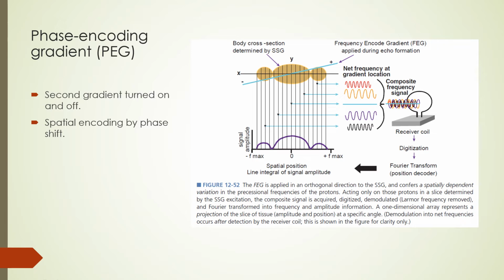Incremental positive phase change is introduced for protons under the positive pole, negative phase change under the negative pole, and no phase change occurs for protons at the null of the phase encode gradient. Throughout the acquisition sequence, the phase encode gradient strength and polarity are incrementally changed to introduce specific known phase changes as a function of position across the field of view for each acquisition interval.